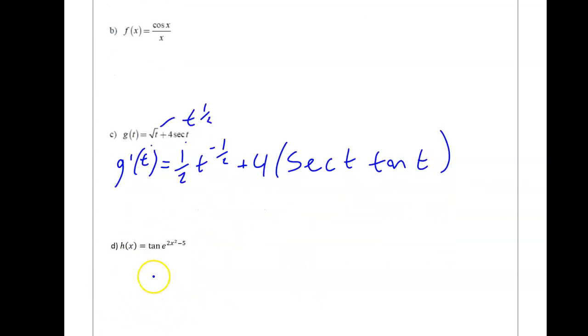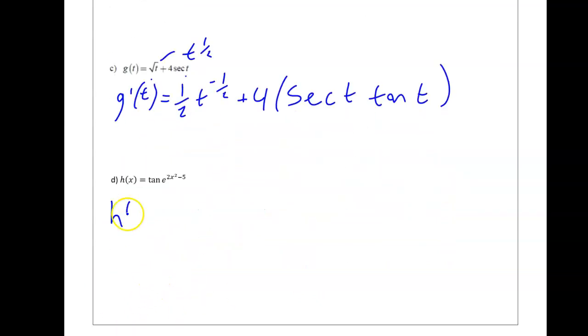Here, h of x, we'll do this one next. We have a chain rule situation, right? So we actually have three functions. We have an outer function that is tangent. We have a middle that is e to the x. And then we have an inner function that is 2x squared minus 5.